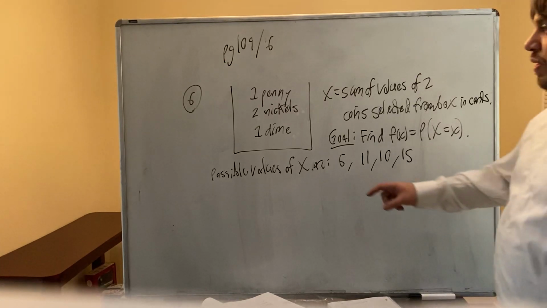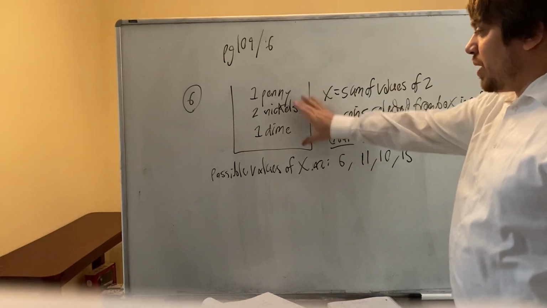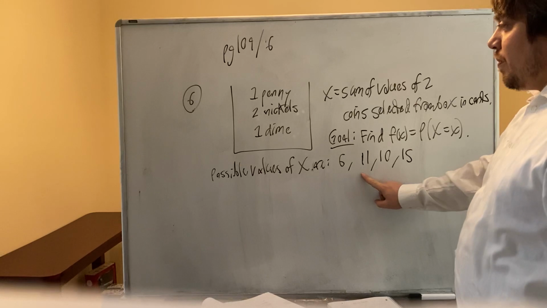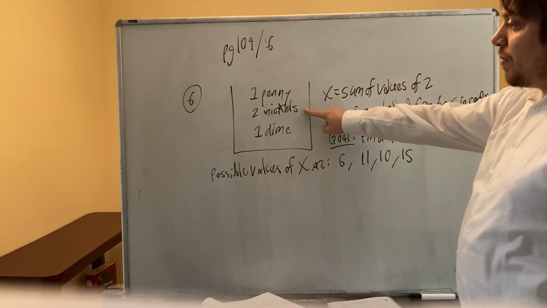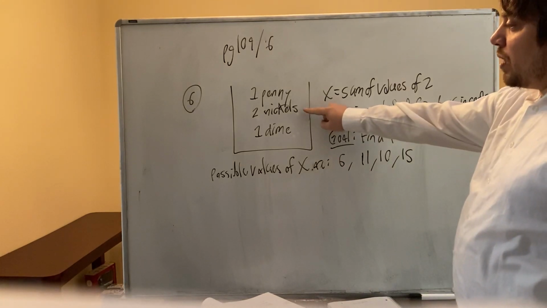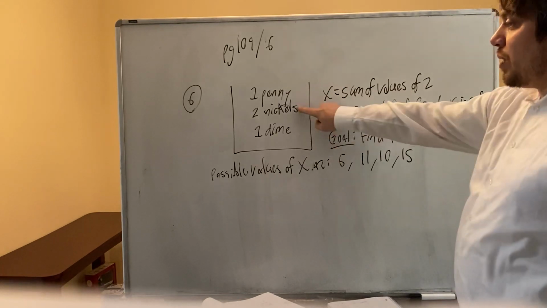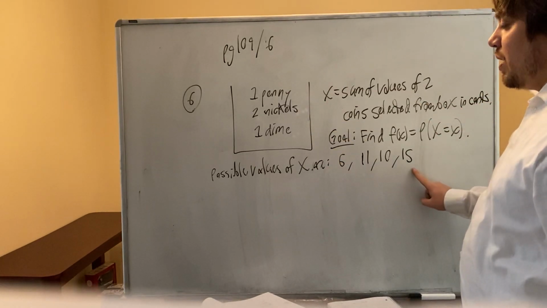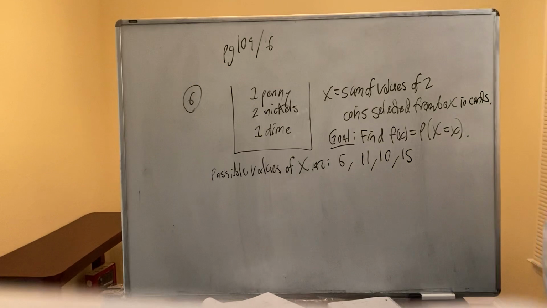Right, so just to check: if you have 0 nickels, you have 1 penny and 1 dime, that's 11. If you have exactly 1 nickel, then you can have a nickel and a penny, which is 6 cents, or a nickel and a dime, which is 15 cents. Then you have 2 nickels, which is 10 cents. Okay, so that's all the possibilities.